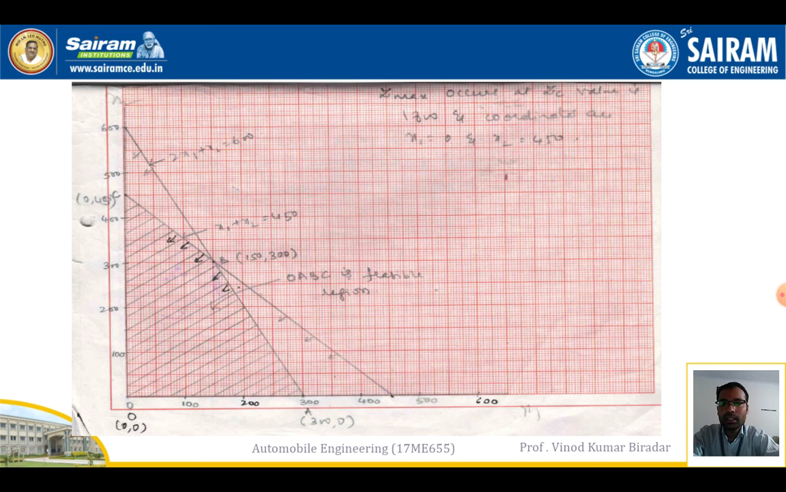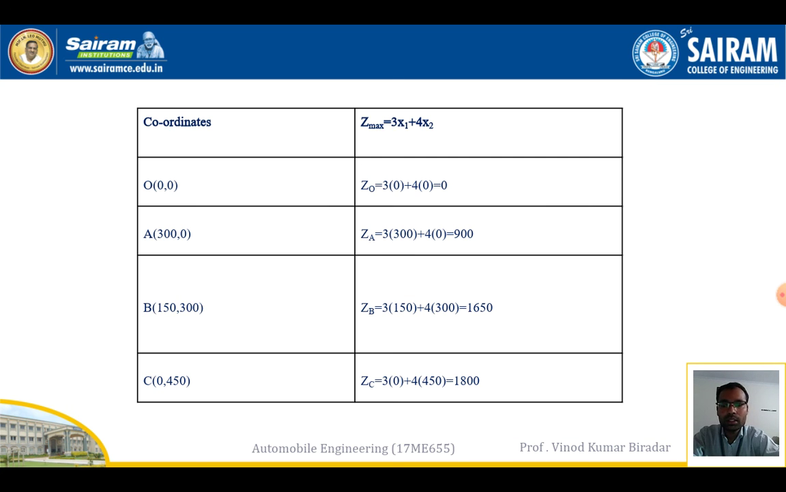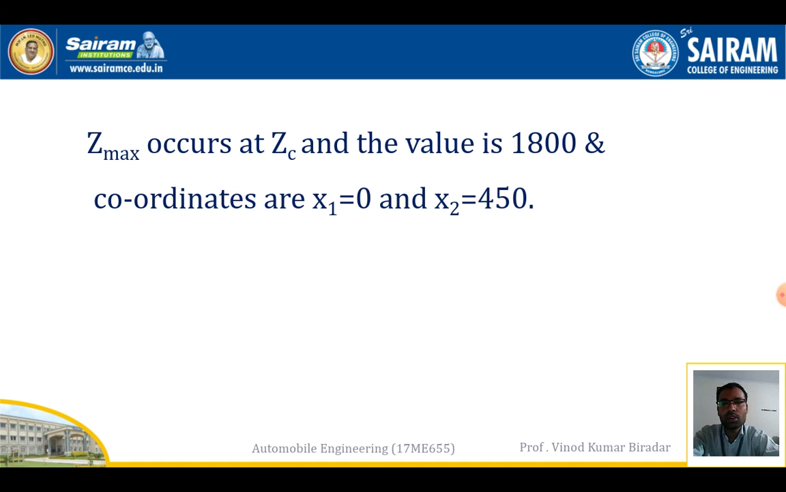Then mark that common area as O A B C, take the coordinates at the points O A B C, and substitute all these values in the given equation, that is, z maximum is equal to 3x1 plus 4x2. This equation is given in the question. Among these points, whichever is the maximum is your solution. So z maximum occurs at C, and the value is 1800, and the coordinates are x1 equal to 0 and x2 equal to 450.